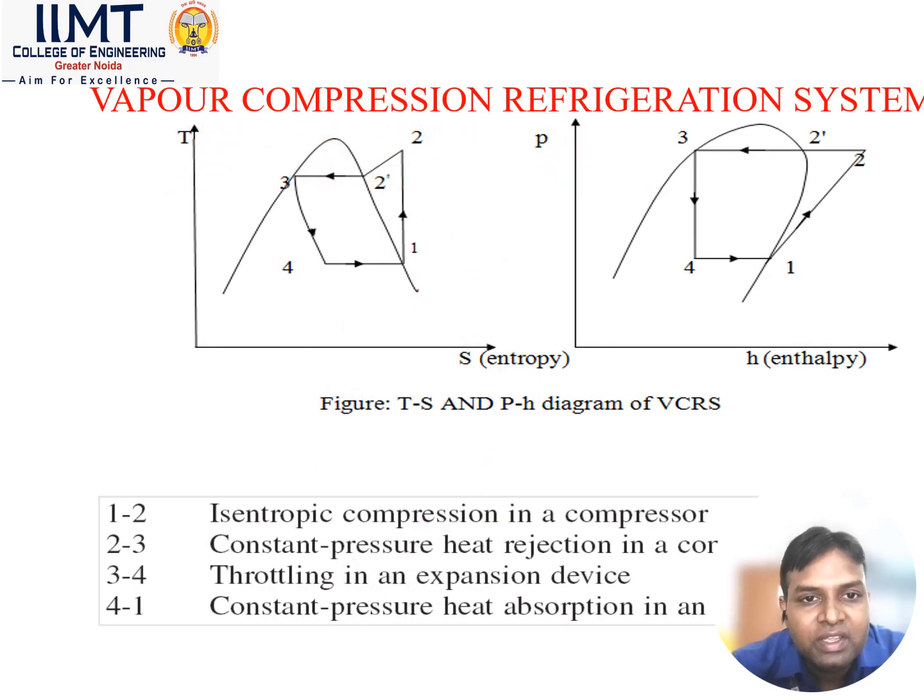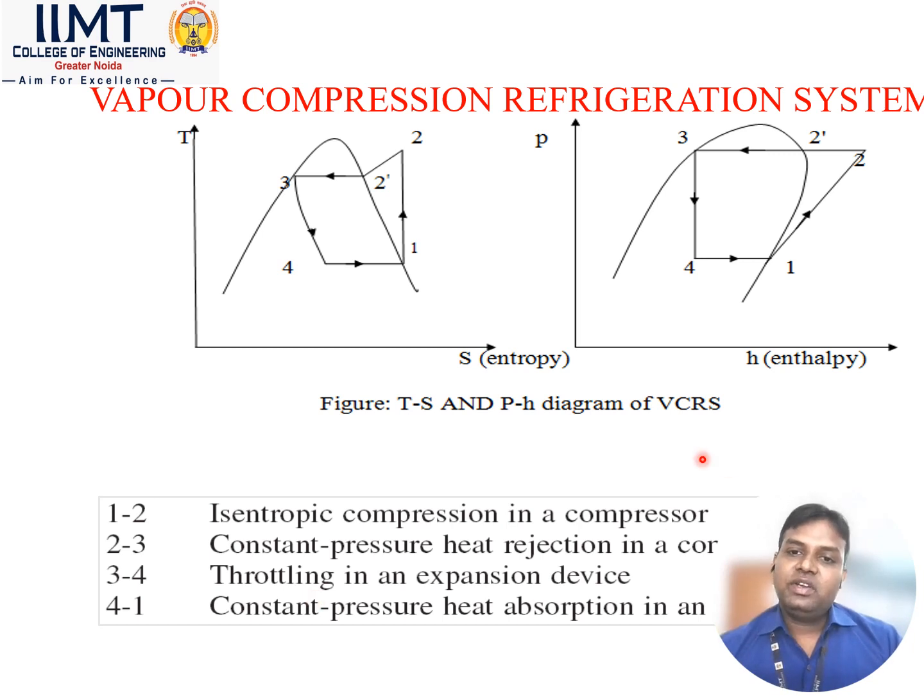The vapor compression refrigeration system can be represented on TS and PH diagrams to have more knowledge about temperature, entropy, pressure, enthalpy, and the designing of the refrigeration system. So here you have the TS diagram, where 1 to 2 is the isentropic process, 2 to 3 is the constant pressure heat rejection process, 3 to 4 is the throttling process, and 4 to 1 is the constant pressure heat absorption process. Here the same processes are also represented on the PH diagram. So basically the vapor compression refrigeration system has four processes. First is isentropic compression, second is constant pressure heat rejection, third is the throttling process, and fourth is constant pressure heat absorption.